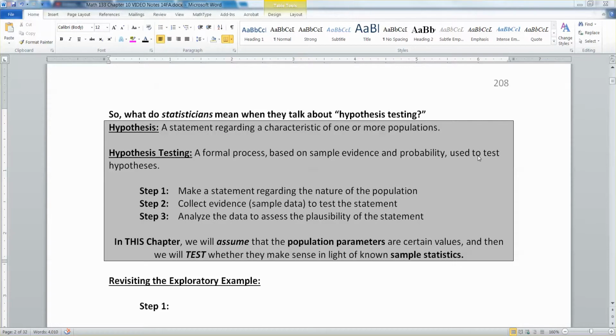So the die example is all well and good, but how does that relate to hypothesis testing? I mean, what is hypothesis testing? It sounds kind of fancy in terms of the language. So let's take a moment and break this down.